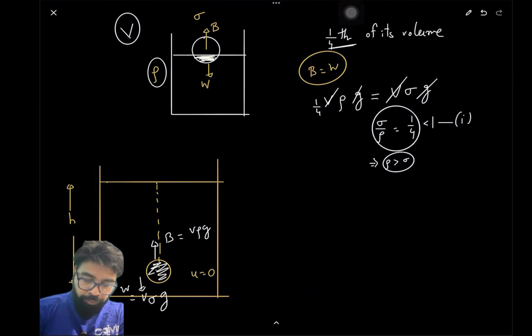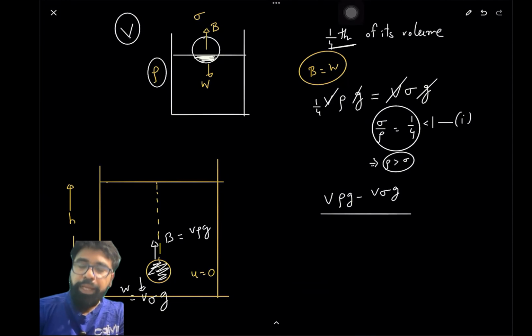So out of buoyant force and weight, which one is more? The buoyant force. This means there will be an unbalanced force. What is the unbalanced force? V rho g minus V sigma g. And the moment we have an unbalanced force, it is Newton's second law. So this unbalanced force divided by the mass of the body. What is the mass of the body? V sigma. This is going to give you the acceleration. So you cancel V, you get (rho by sigma minus 1) into g.